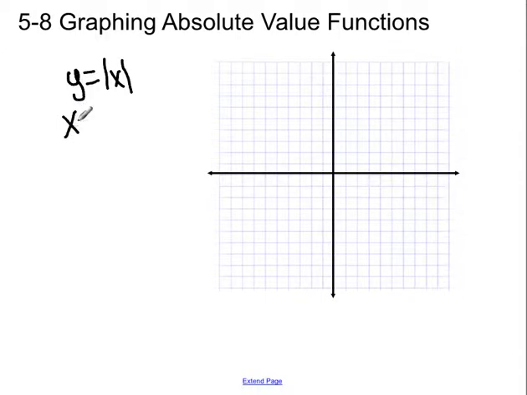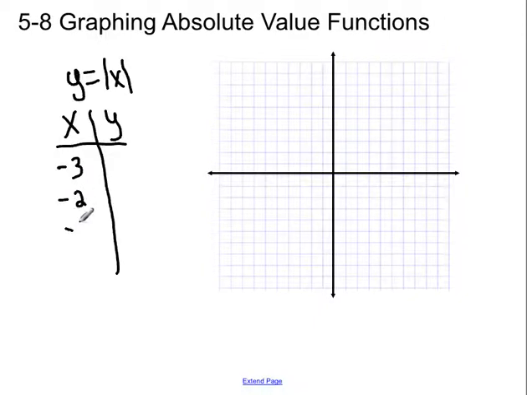Okay, so we're going to look at some t-tables. So for some values for x, we're going to look at values like -3, -2, -1, 0, 1, and 2. Okay, we know absolute value means distance away from 0, so the absolute value of -3 is 3, the absolute value of -2 is 2, -1 is 1, absolute value of 0 is 0, and absolute value of 1 is 1, and 2 is 2.